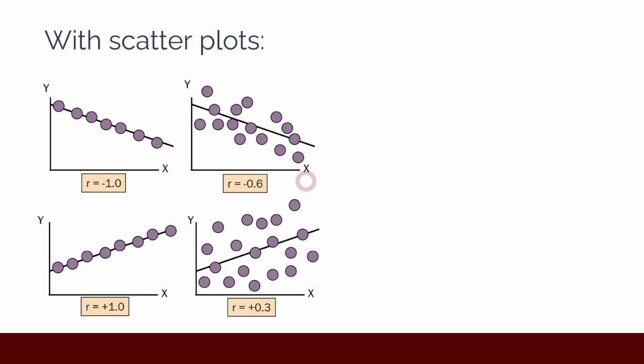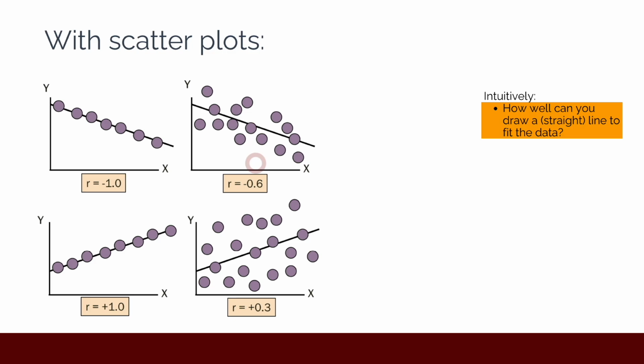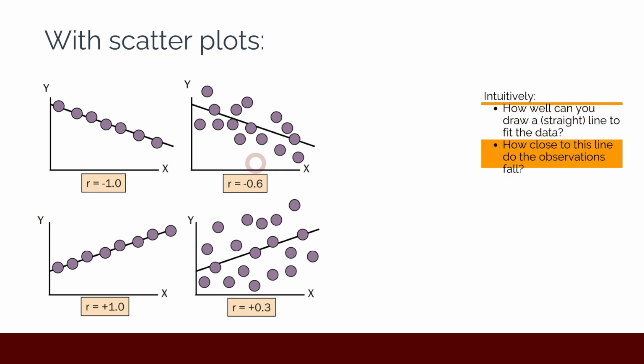If we tie this back to scatterplots, intuitively, to try and see visually if things are correlated or not, you can ask yourself 2 questions. So the first one is, how well can you draw a straight line through the data that fits the dots that you're seeing? And then the second question, to see the strength of the relationship, is how close to this line do the observations fall?